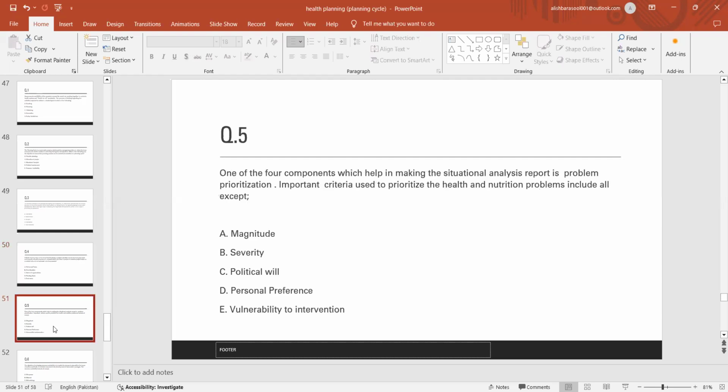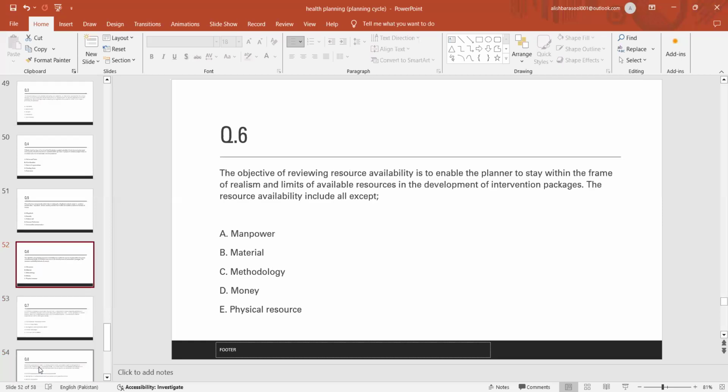One of the four components which help in making the situation analysis report is problem prioritization. Important criteria used to prioritize health and nutrition problems include all except: magnitude, severity, political will, personal preference, and vulnerability to intervention. It's D, personal preference.